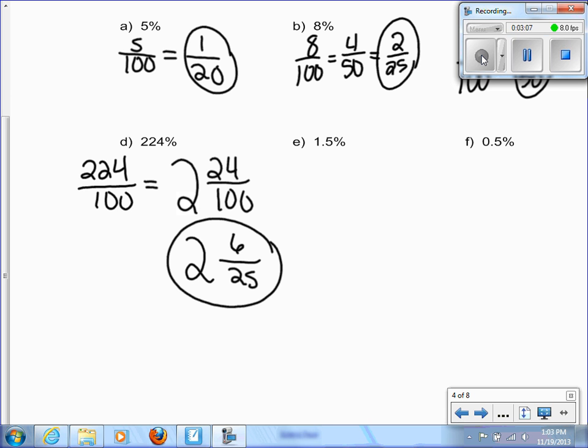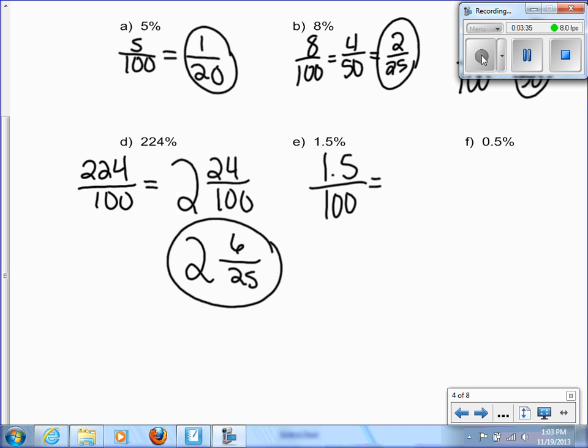All right, let's do this next one. 1.5% is going to be 1.5 over what, kids? 100. Good. So, it's mathematically incorrect to have a decimal number inside a fraction. So what should we do, Emma? It's 1 and 1/2 over 100. That's still a mixed number inside a fraction. So how can we get rid of the decimal number? What can we do, Brian?